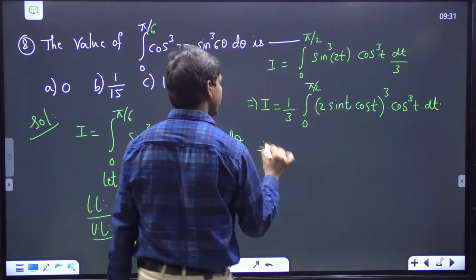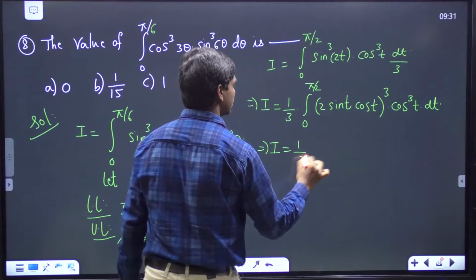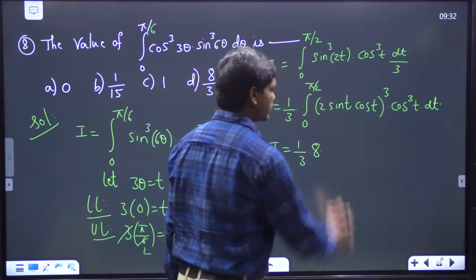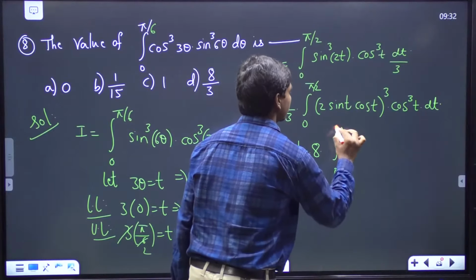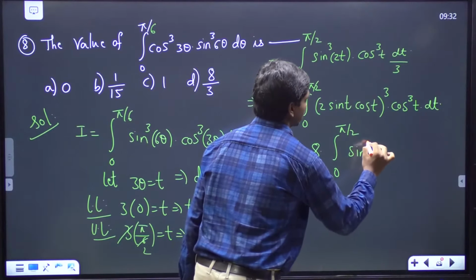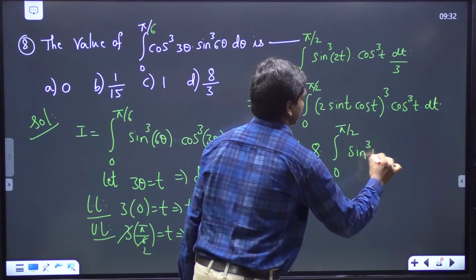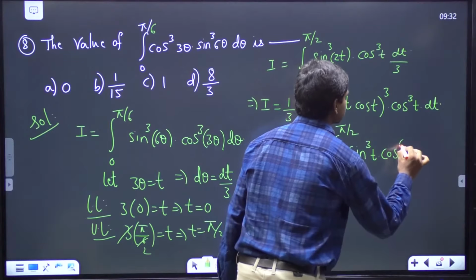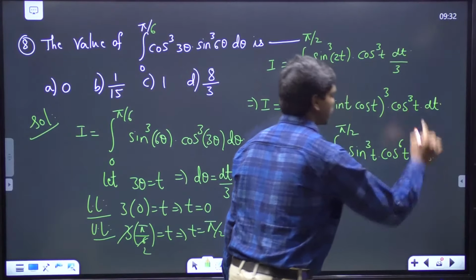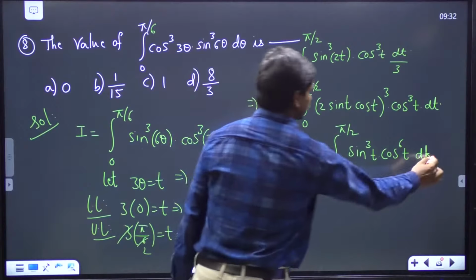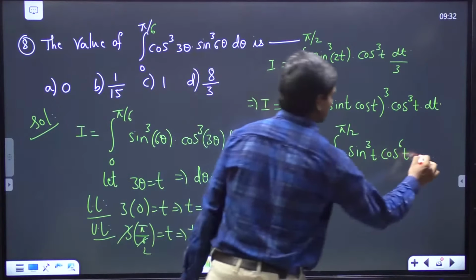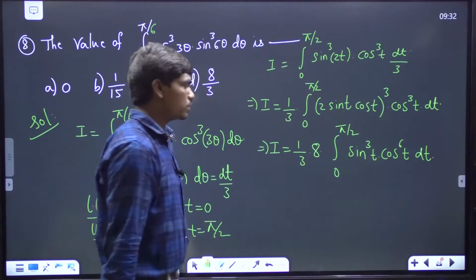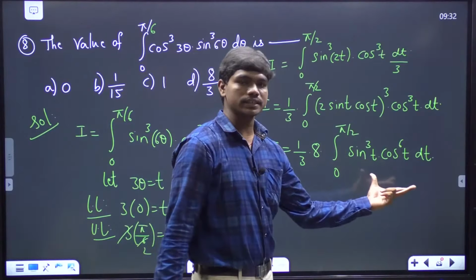So this implies I is equal to 1 by 3 into, now 2 cube is 8. I am bringing this 8 out of the integration. Now we have the integral from 0 to pi by 2 of sin cube t into cos power 6 t dt. I hope everything is correct so far. Yes. So now we have a direct formula to write this integral, correct?